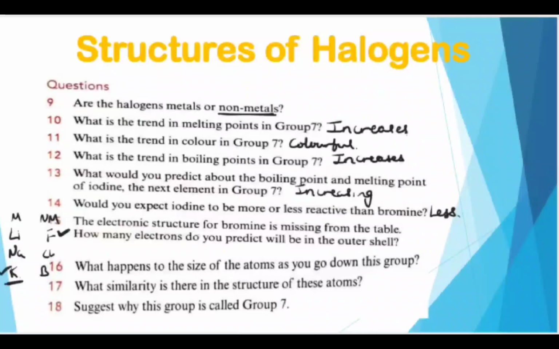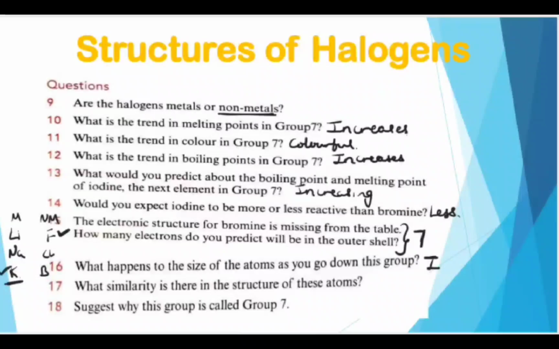Okay, so the electronic configuration of bromine is missing from the table. How many electrons do you predict will be in the outer shell? So we know the outer shell electrons of group 7 elements will be 7. Okay, what happens to the size of the atom as you go down the group? Of course, it will increase. Doesn't matter if it's a metal or a non-metal. The lower it goes, the number of shells keeps adding on, and the atom becomes bigger.